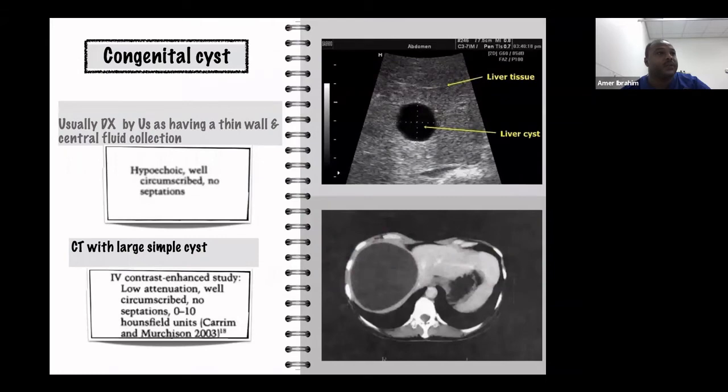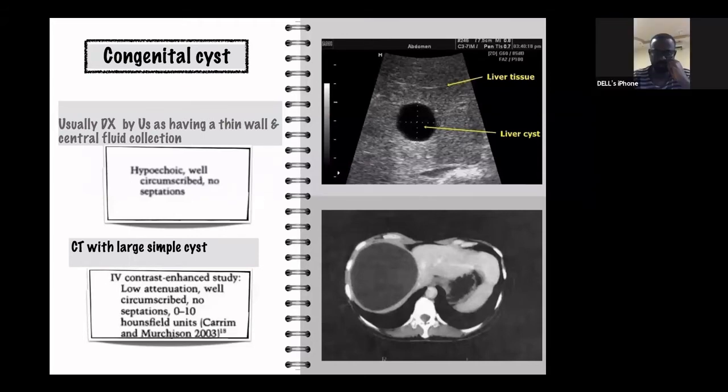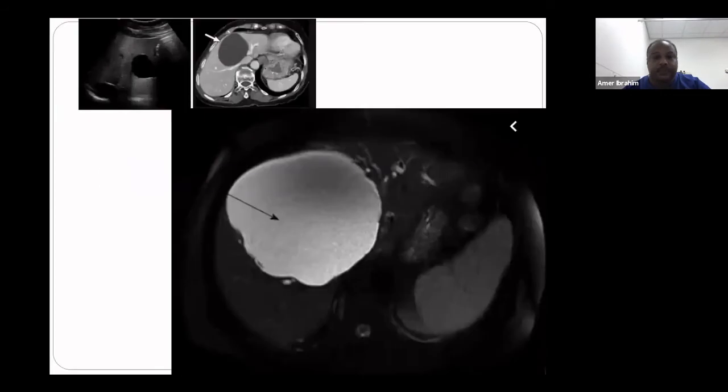So how does the solitary cyst present on radiological investigation? First, with ultrasound it is an anechoic or hyperechoic, well-defined lesion. On the CT scan with IV contrast, you will find a simple cyst with very low Hounsfield units. It's well circumscribed and hypodense. This is the MRI on T2, so it's very well circumscribed.